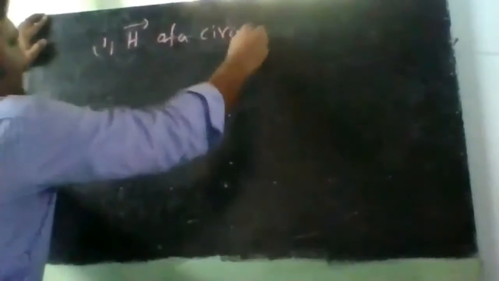So today, in this lecture, let us find out H bar due to a circular conductor, a circular ring. H bar due to a circular ring. This is also important for the exam.